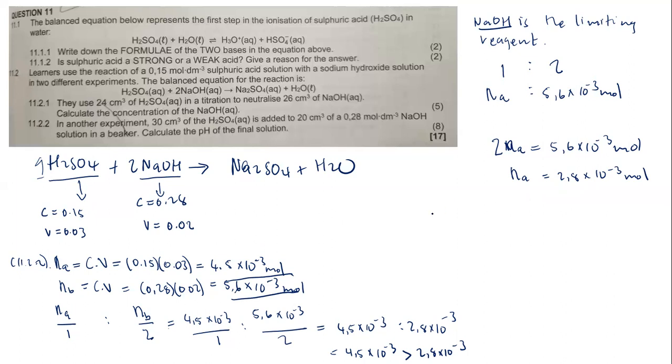So that means to determine the excess number of moles, you're going to say number of moles of acid left behind is going to be equal to how much? It's going to be the number of moles of acid initial that we started with, subtract the number of moles of acid that reacted, because out of 4,5 only 2,8 is going to react with sodium hydroxide. So the initial number of moles is 4,5 times 10 to the power negative 3, subtract the reacted number of moles, 2,8 times 10 to the power negative 3. And therefore, when we punch this on our calculator, we get 1,7 times 10 to the power negative 3 moles.